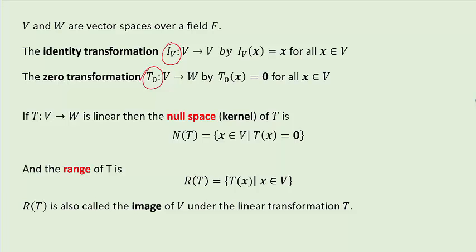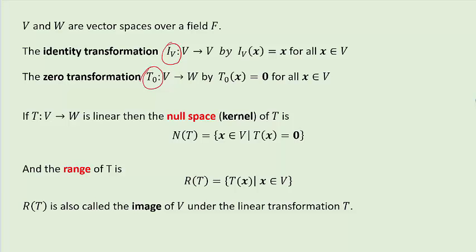We can view V and W as groups under addition, and you know that the kernel of a mapping is the set of all vectors in V that map to the 0 vector in W. And so we call that the null space in linear algebra, because we have to consider the scalar multiplication, not just the group definition.